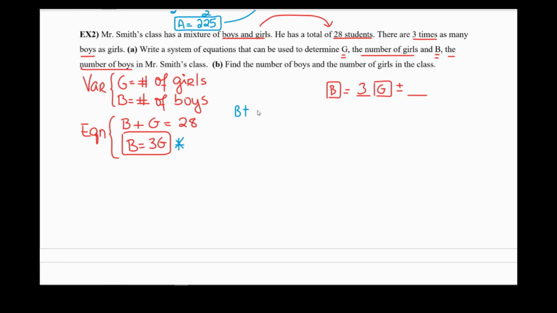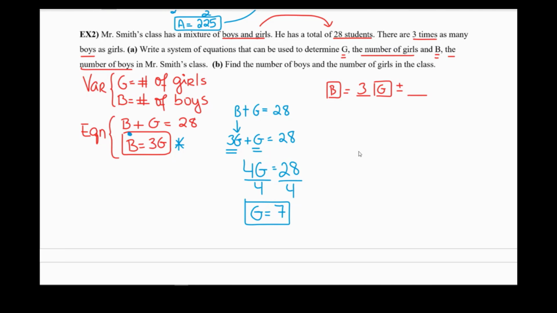So B plus G equals 28, and instead of B, because if you notice B is the one that is alone, I'm going to substitute 3G for B, and I'm going to bring down this G equals 28. So I'm going to combine like terms. So this would be 4G equals 28, and we divide it by 4. The number of girls is 7.